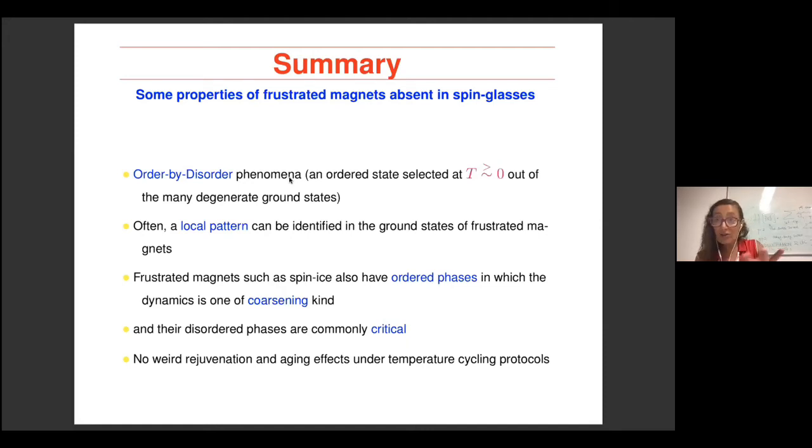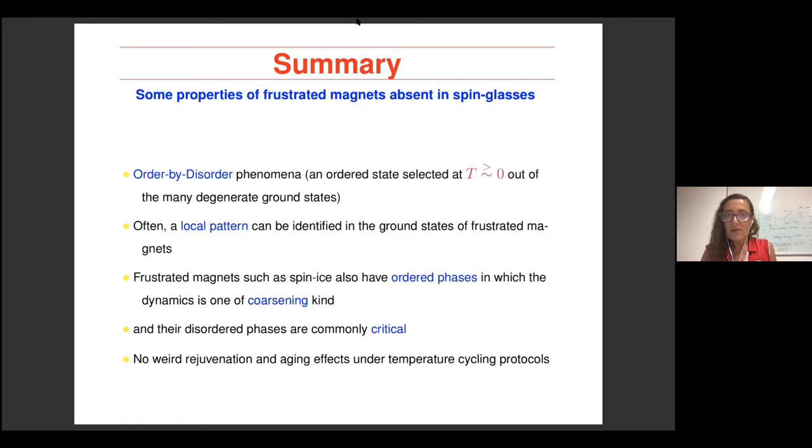And then the order by disorder phases in these frustrated magnets are often critical. Again, we don't have critical phases in the spin glasses. And these temperature chaos and weird rejuvenation and aging effects that we obtain under temperature cycling protocols, as far as I know, have not been seen in frustrated magnets. So these are some differences that I could quote here between problems with quench randomness and problems with just frustration.